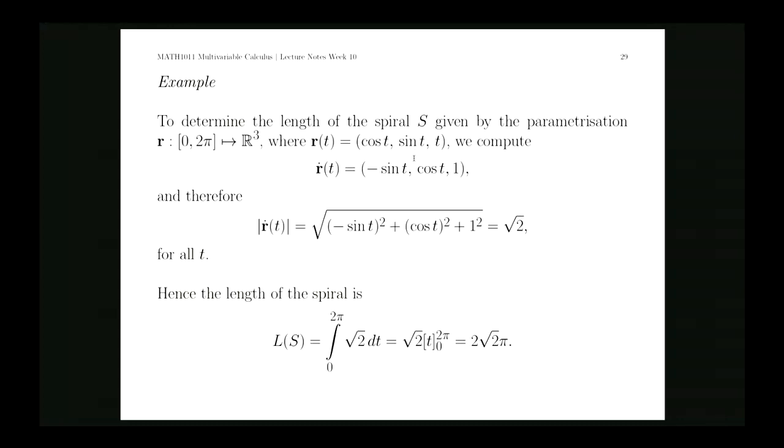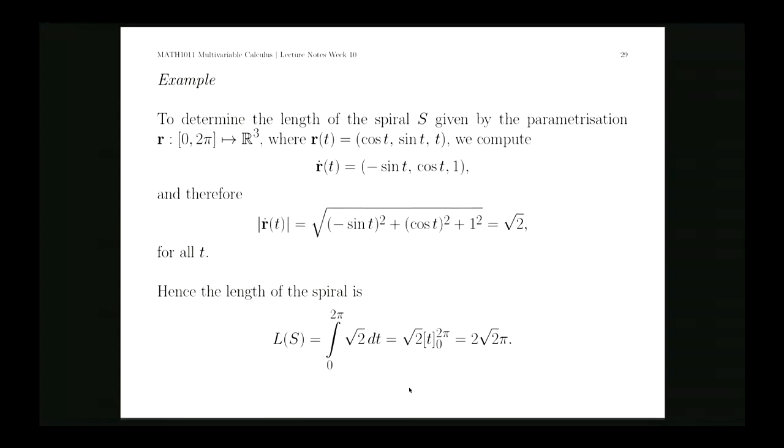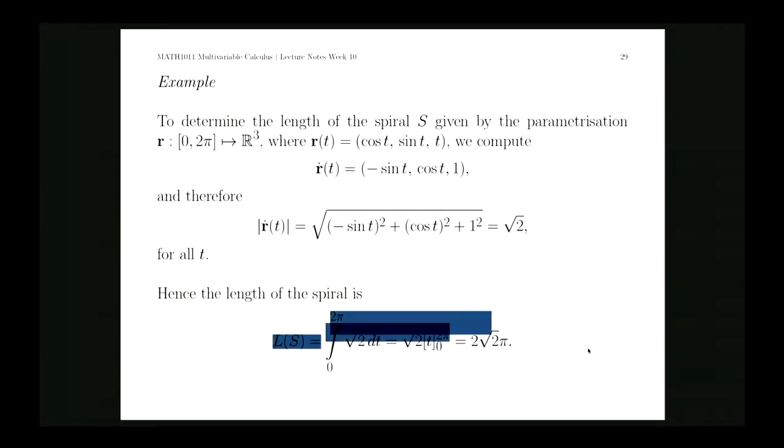I just differentiate it. So the velocity vector here is just the derivative: minus sine t, cos t, 1. I find its length. Now, of course, with sines and cosines in there, life is good, because sine squared plus cos squared is always 1. So this becomes just the square root of 1 plus 1, square root of 2. And so the length is shockingly easy to calculate, because you've just got to integrate root 2. Nice and easy.